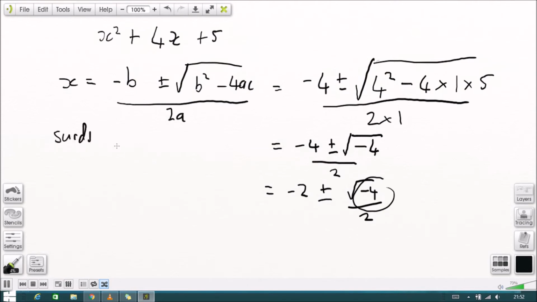Square roots we'll call surds, and there's a property of surds. We'll cover these a bit more. Surds will be a lesson on their own. There's a property of surds that says if you've got a number under the square root, you can break it up and then split it apart.